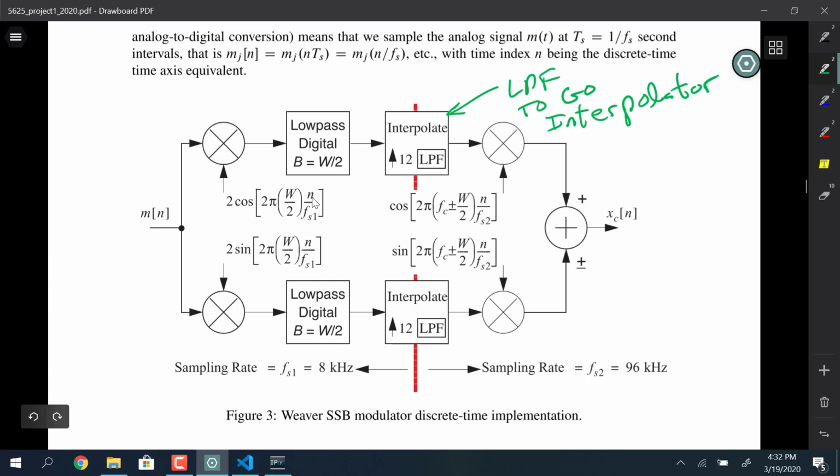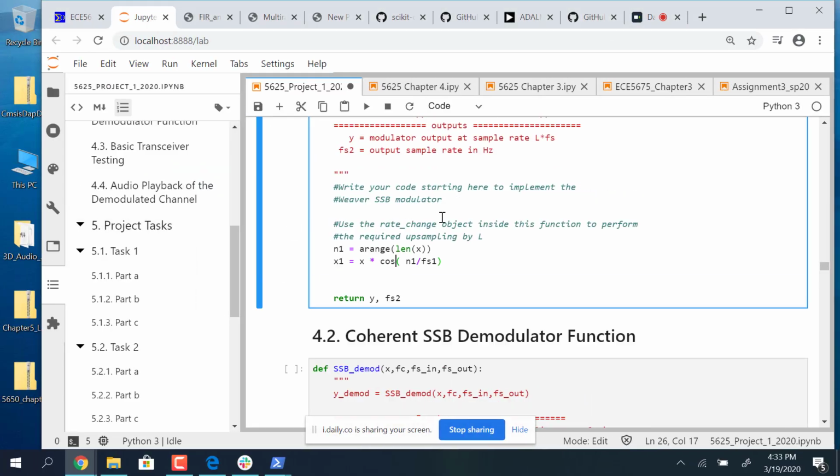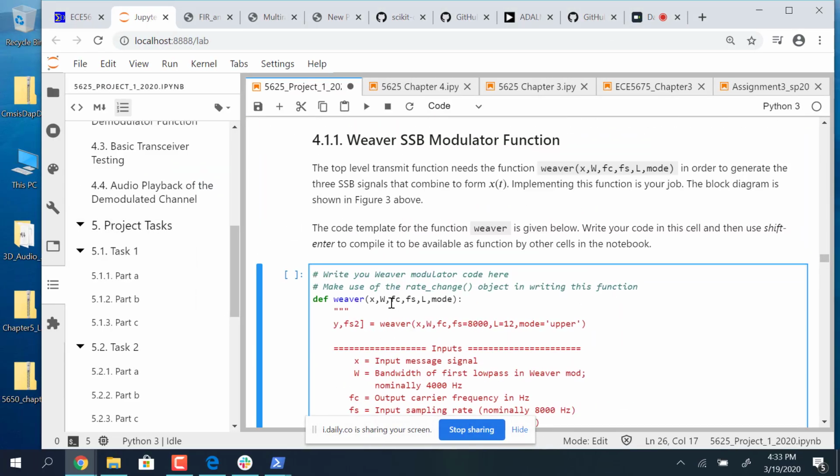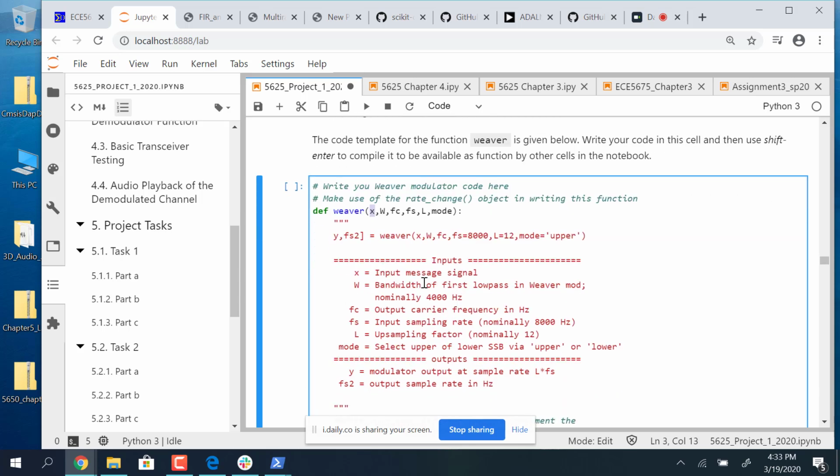So you're going to be doing array processing. You're going to use an np array or ndarray, and you're going to be forming an array of these cosine samples, and they will get multiplied times this message signal that's coming in. I called it x over here because in my function prototype I've got x up there. x is the input message signal.